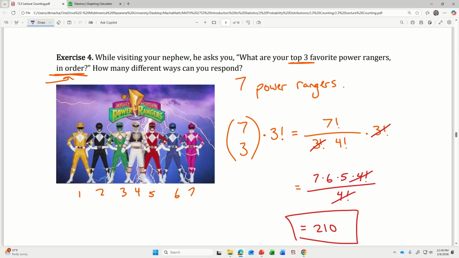Yeah, and like with the Power Rangers question, I sort of worked this out more explicitly where we had the binomial coefficient, that's right here, and then the number of permutations right here. And then we said, oh, well, those cancel in this case too. So you can write it or you can skip it. It's up to you.